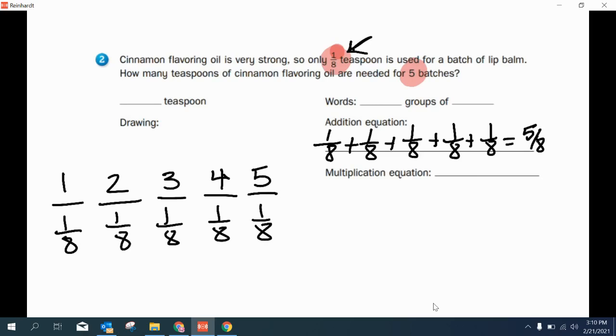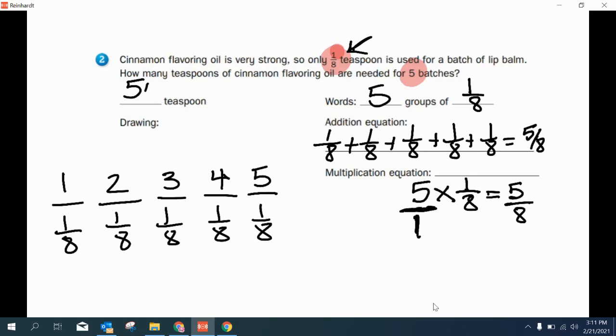How do I write that as a multiplication equation? So I'm taking my total number of batches, which is 5. Each batch I'm going to multiply by has 1/8 in it. Remember my trick? I can put my 1 under there, because every whole number can be written as a fraction if you put the number 1 underneath it as a denominator, and I multiply across and I get 5/8. So I put that into words. How many groups? Remember, groups are replacing batches. I have 5 groups. Each group has 1/8 in it. And my answer is over here, 5/8.